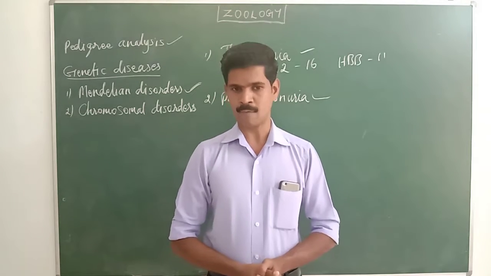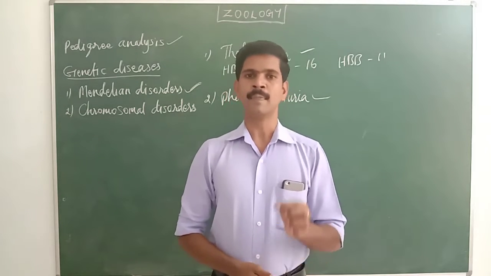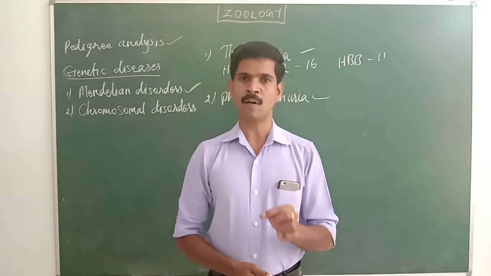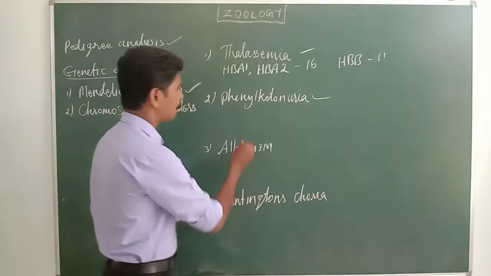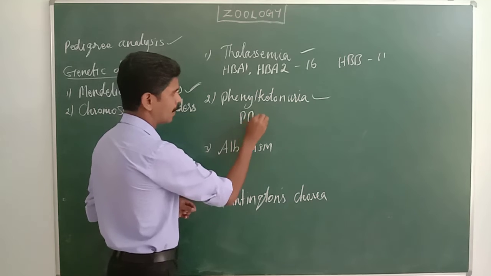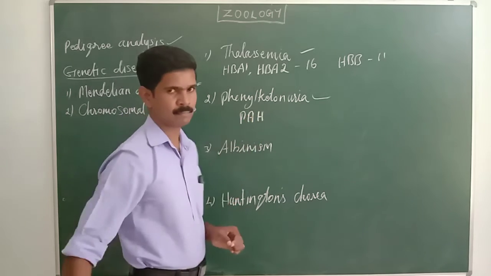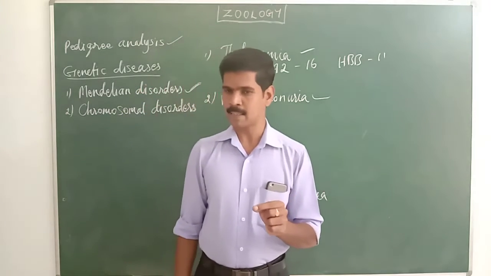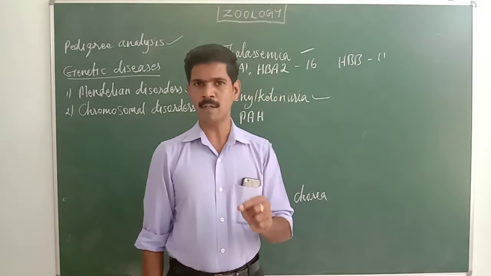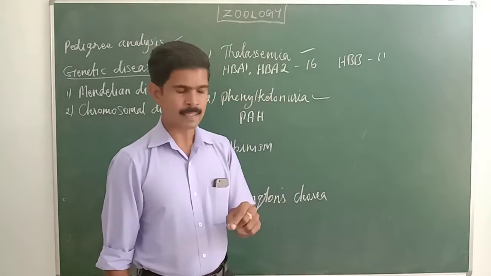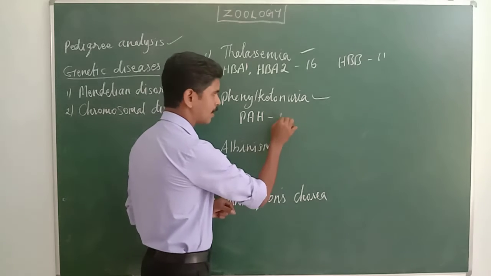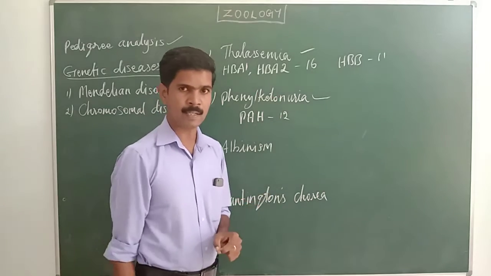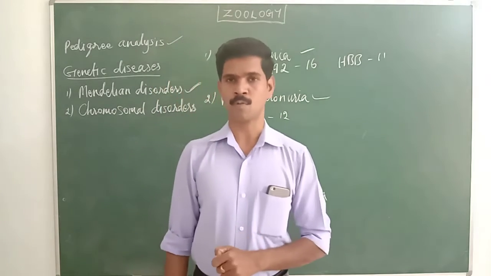Understand? So listen very carefully. Here, in phenylketonuria, the gene responsible for this disease is called the PAH gene. Okay, the PAH gene is the gene responsible for this disease, and this gene is located in the 12th chromosome.